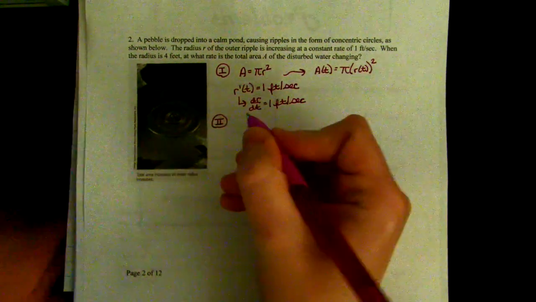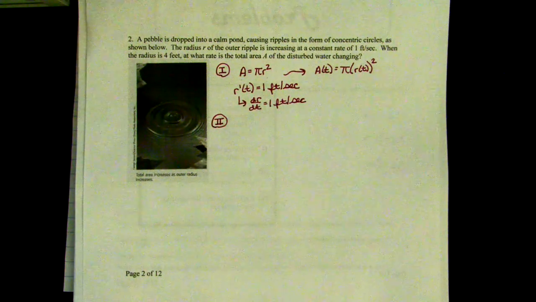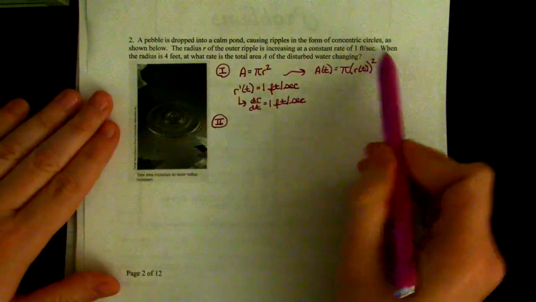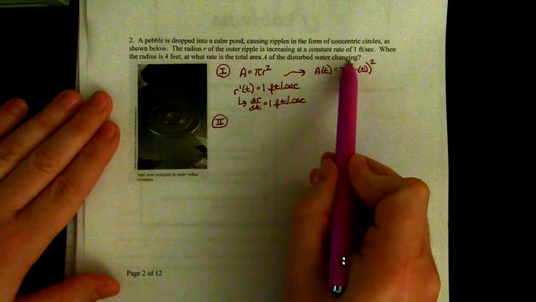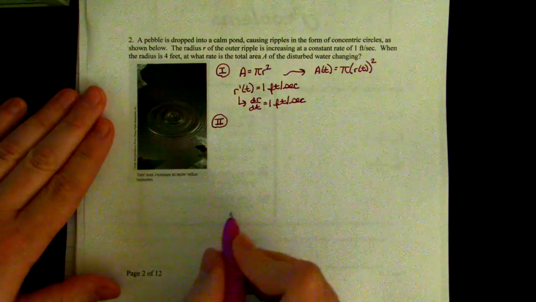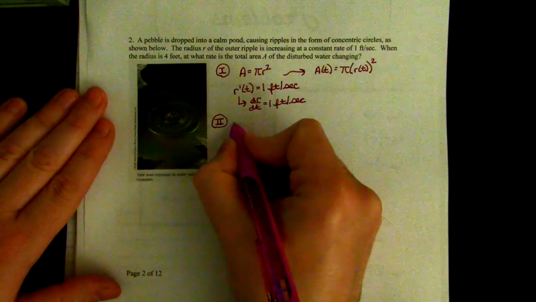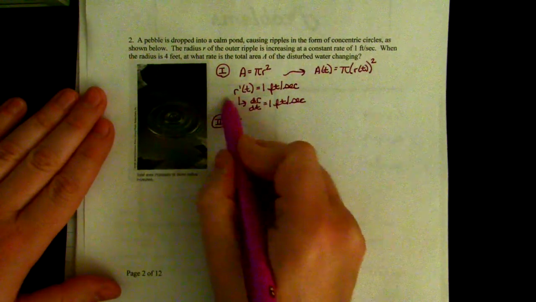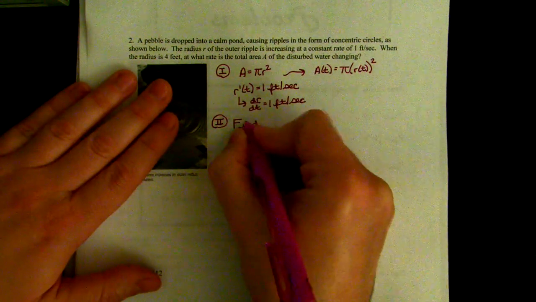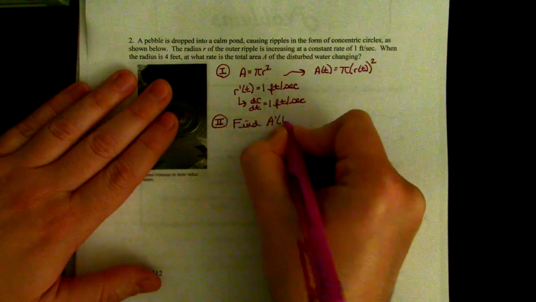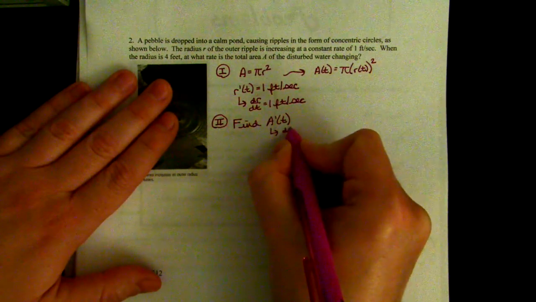The second thing we're going to look for, I want to figure out what I'm actually asked for in this problem. When the radius is 4 feet, at what rate is the total area changing? I want to find the rate of change of the area. If r prime of t is the rate of change of the radius, the rate of change of the area is A prime of t. I want to find A prime of t. Using our other notation, this is really like finding dA/dt.